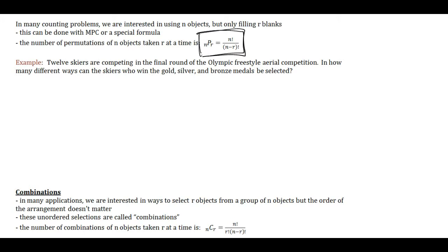So how do I use it? Well, I use it like this. I have 12 skiers, and they're going to the Olympics, and they're going to compete for gold, silver, and bronze. So how many permutations can I make? Well, I want to pick 3 skiers out of the 12. So how many ways can I pick those 3? And their order actually matters here because it's different if you got the gold or the silver or the bronze.